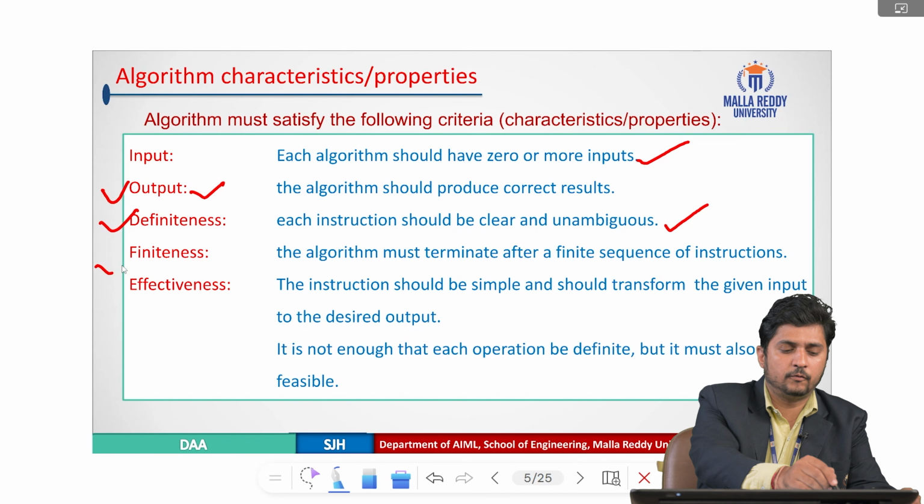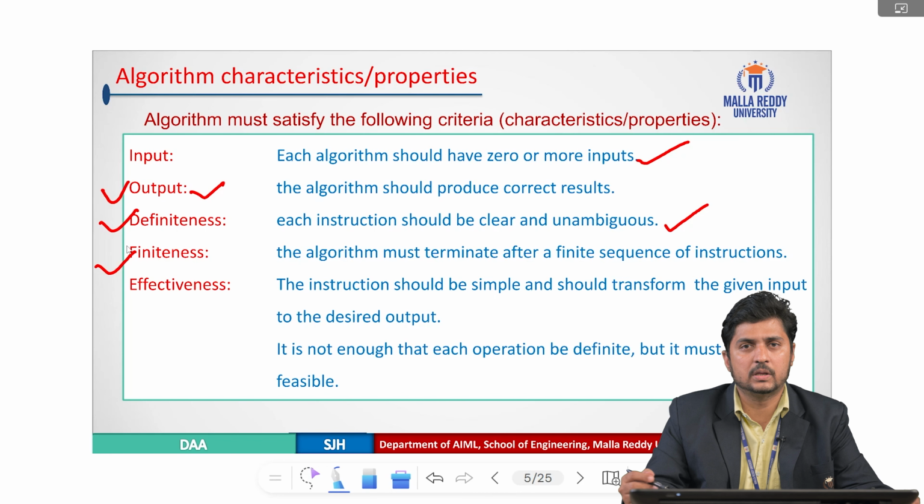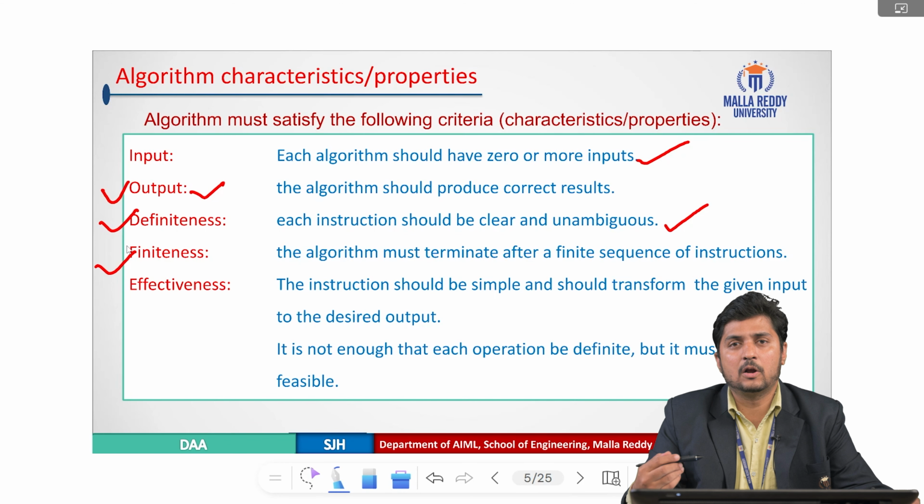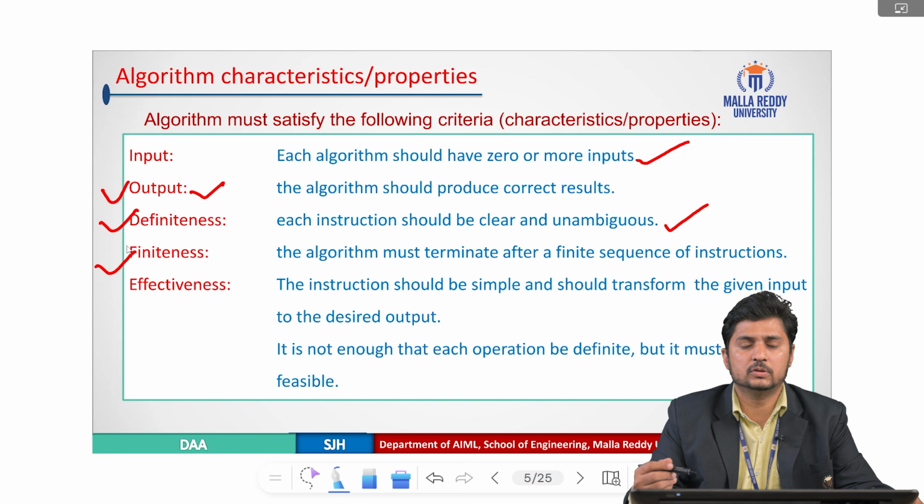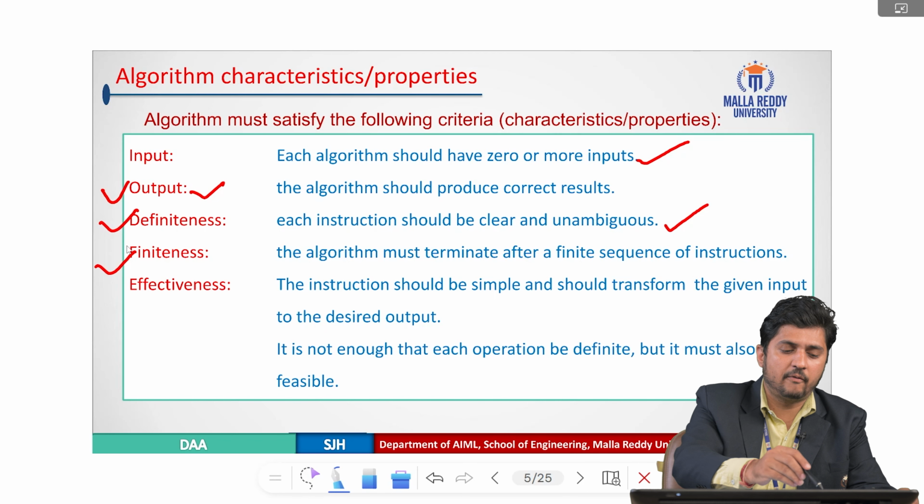Moving toward the fourth characteristic of an algorithm, finiteness. This finiteness is all about any algorithm should terminate after a finite number of steps. It should not take an unbounded number of steps, otherwise that is not called an algorithm. So this is one more basic property of an algorithm.